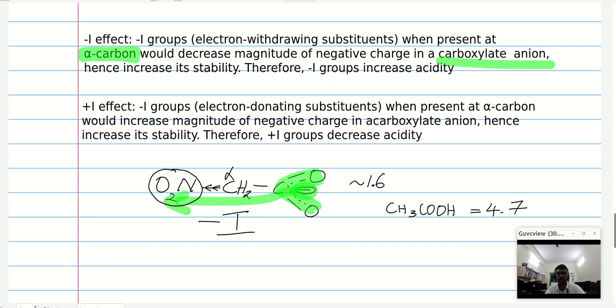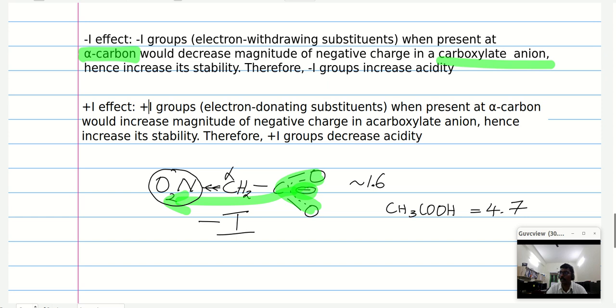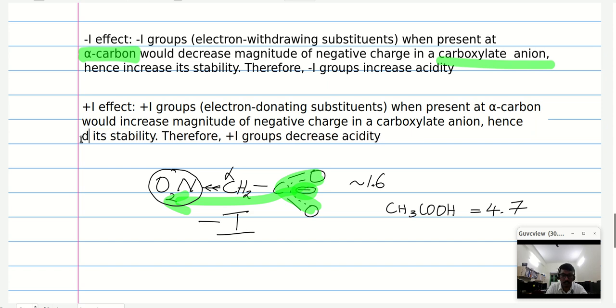Now we also see that plus I groups, that is electron donating substituents, when present at the alpha carbon would increase the magnitude of negative charge in a carboxylate anion, hence decrease its stability, and therefore plus I groups would decrease the acidity of the acid.